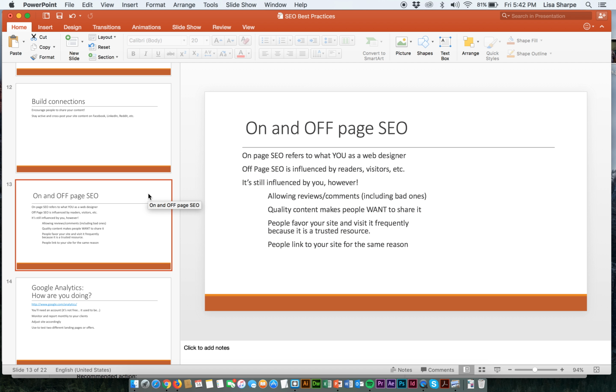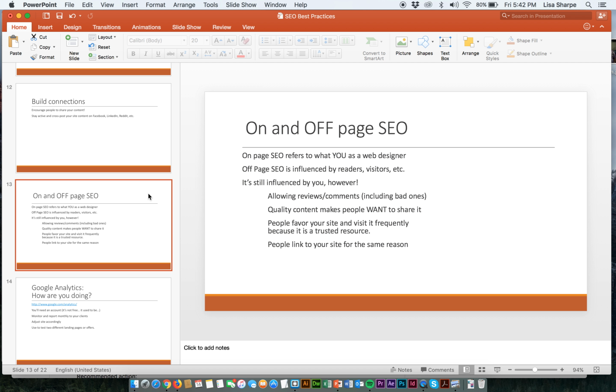Okay, so let's talk about on and off page or on and off site SEO. So on-page SEO is what you do as a web designer. So in other words, structuring your site correctly using HTML5, using your content in a correct way by breaking up well-written content with nice images, using lists, using headers, etc., etc.